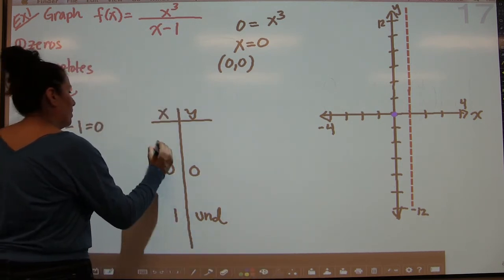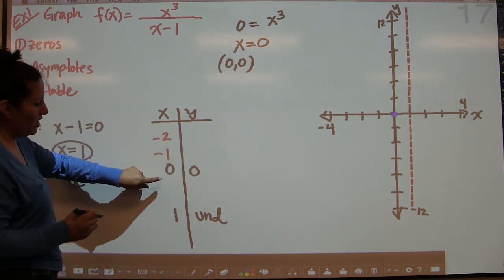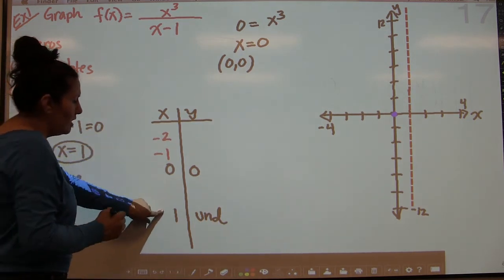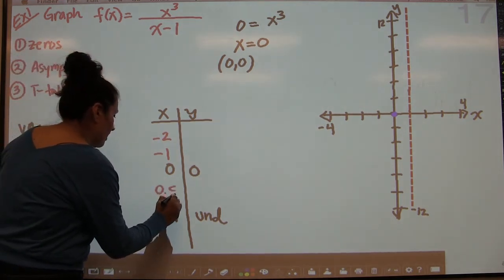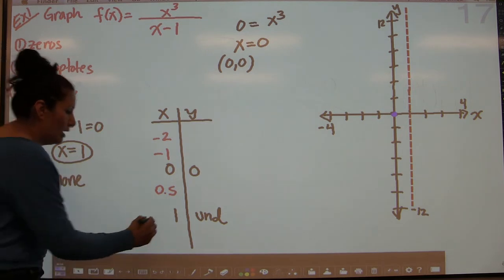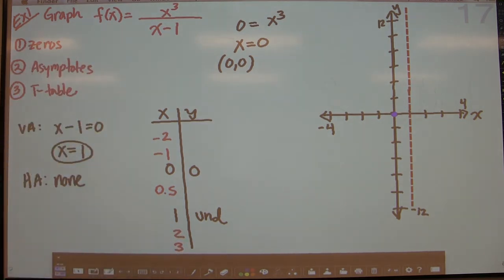So we're going to have -1, -2, so these values are beyond the 0, but you also want to pick numbers between 0 and 1, so there's not much between 0 and 1 other than a fraction, so maybe we'll pick 0.5, and the numbers beyond 1, like 2 or 3, okay? And then you want to go to your calculator and basically plug in those values.